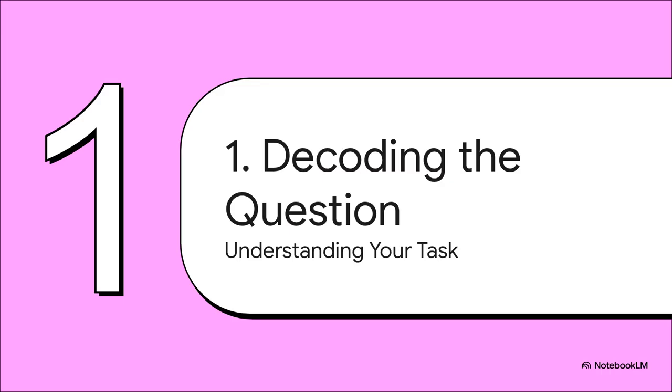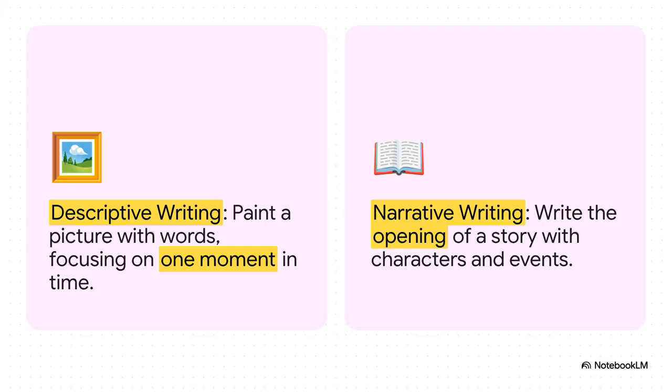Okay, step 1. Before you can even think about writing a killer answer, you've got to be crystal clear on what the examiner actually wants from you. And you know what? It's probably a lot simpler than you think. So you get to the question and you have a choice to make. It's a pretty big one.